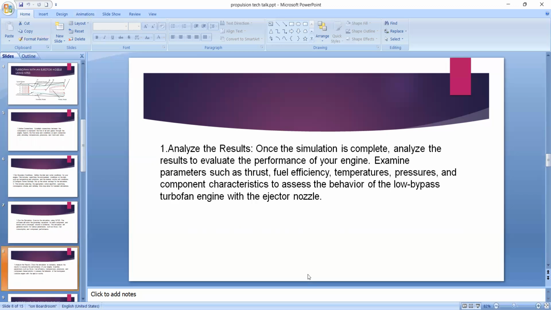Analyze the results. Once the simulation is complete, analyze the results to evaluate the performance of your engine. Examine parameters such as thrust, fuel efficiency, temperatures, pressures, and component characteristics to assess the behavior of the low bypass turbofan engine with the injector nozzle.